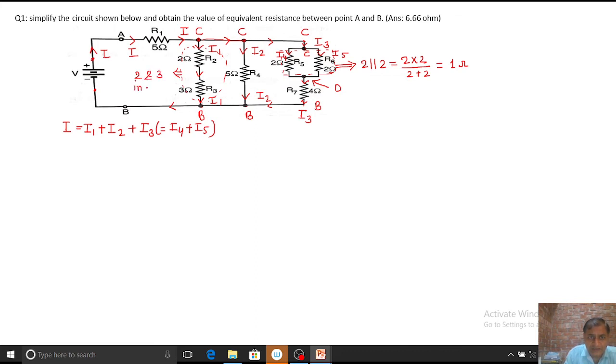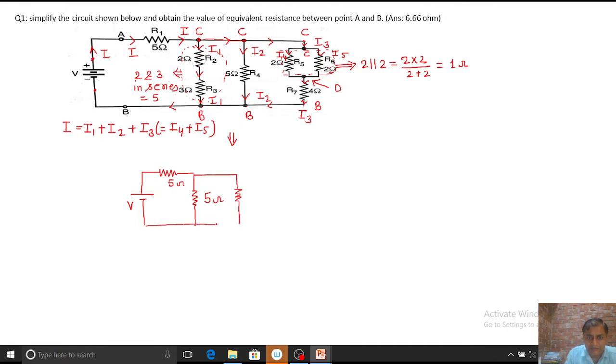In series means this value is 5 ohm. So the figure is given like this: this is the V volt supply, V ampere, and this one is 5 ohm. This is 5 ohm, and this is the overall resistance. The overall resistance means 2 plus 3, 5 ohm, and here the resistance is 5 ohm.